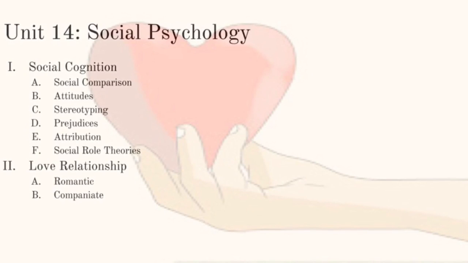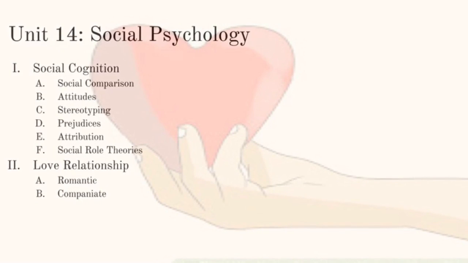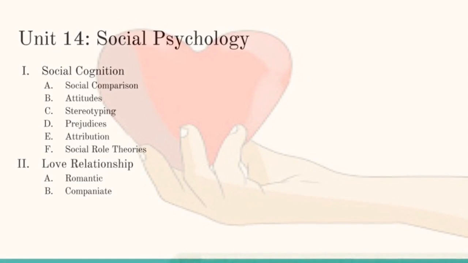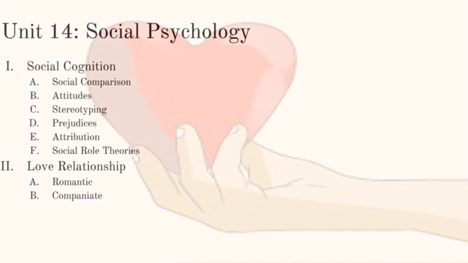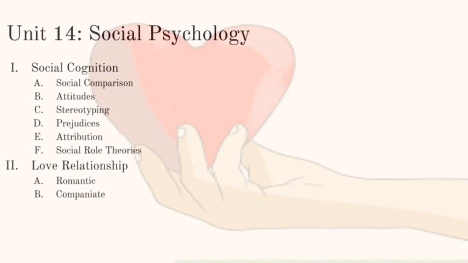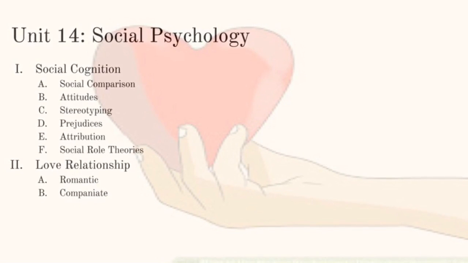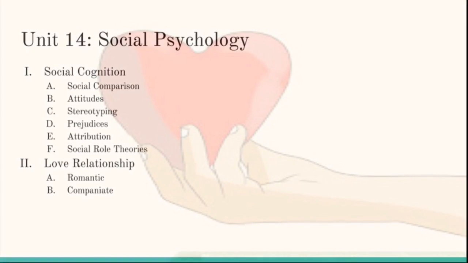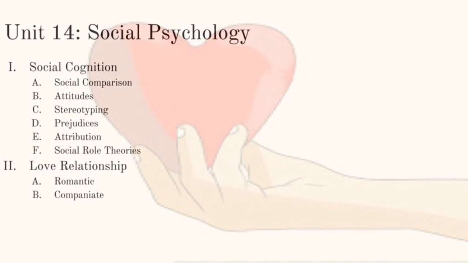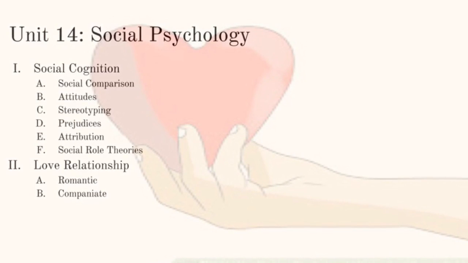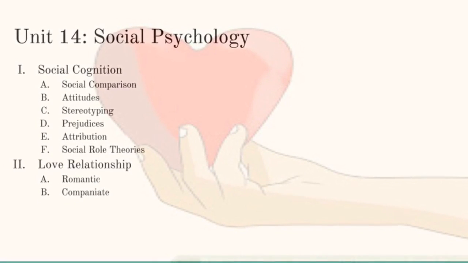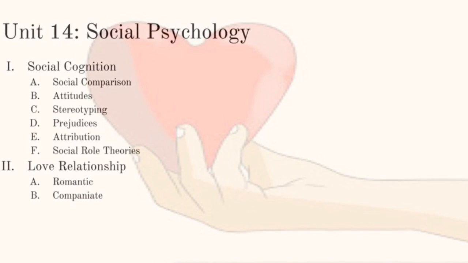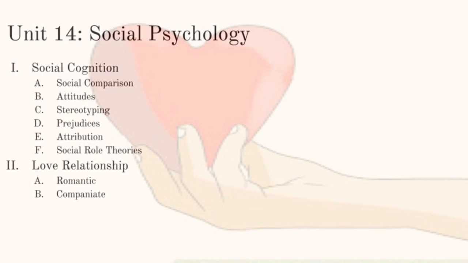Unit 14, Social Psychology. Social cognition refers to the way we interpret and understand social events. Social comparison is comparing ourselves to the group. Attitudes are stable opinions that affect feelings. Stereotyping is beliefs about people based on their group membership. Prejudice is negative feelings. Attribution is how one explains others' behaviors. And social role theories. Love relationships include romantic and compassionate. Romantic is passionate and obsessive, and compassionate is characterized by trust, caring, and affection.